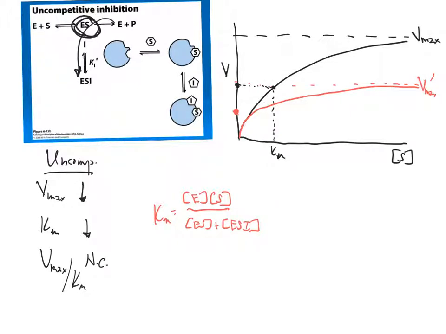If you want to, you can make sound effects. Boop, boop, boop, and go down. And this is the new Km, the apparent Km or Km prime or whatever, plus inhibitor. Well, this is for uncompetitive inhibitor.